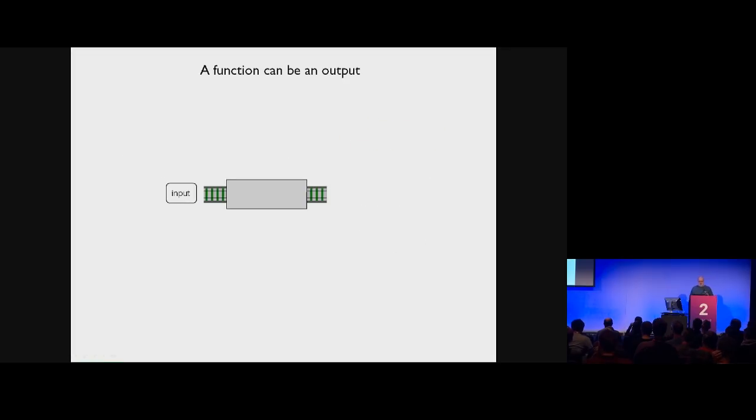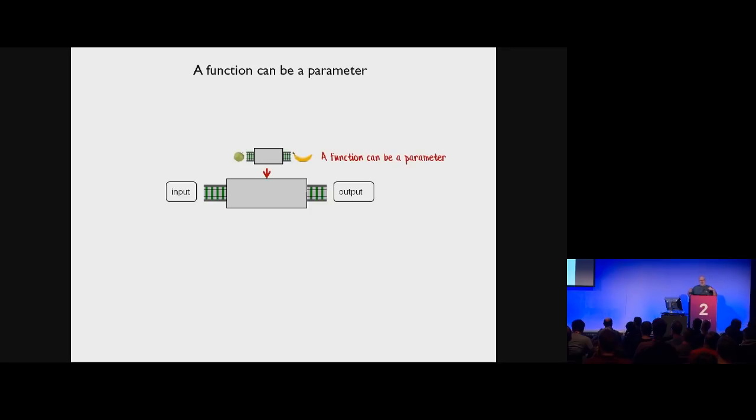So here's an example of a function that has a normal input, but it has an output which is a function. Here's an example of a function that has a function as an input and a normal output. Here's a function with a normal input and a normal output, but it's got this extra function which can be used as sort of parameterizing it. This would be called the strategy pattern in OO. So that's it. That's really everything you need to know about functional programming right there. If you understand that, you understand everything.